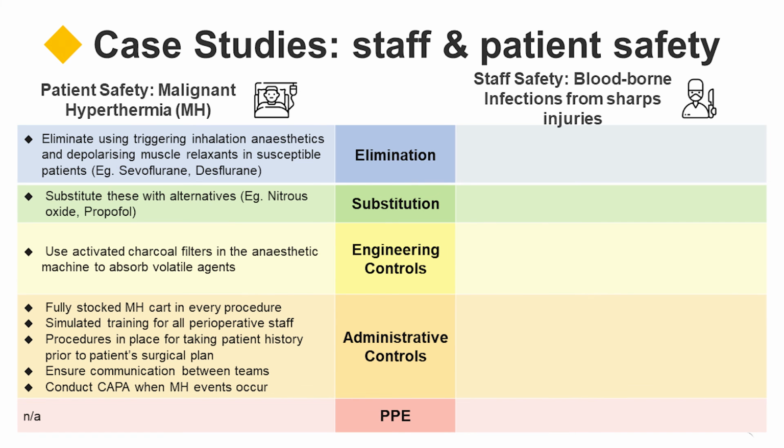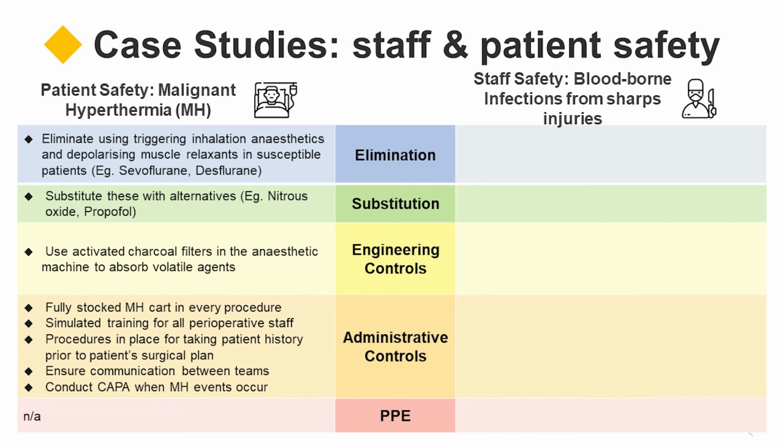For malignant hyperthermia, the first level of control, which is elimination, includes potentially eliminating the use of triggering inhalation anesthetics and depolarizing muscle relaxants in susceptible patients with a history or a family history of MH. Substitution includes using alternatives such as nitrous oxide. Engineering controls include the use of activated charcoal filters in the anesthetic machine to absorb volatile agents. Administrative controls include activities such as having a fully stocked MH cart for every procedure, simulated training for all perioperative staff, and procedures in place for taking patients' history.